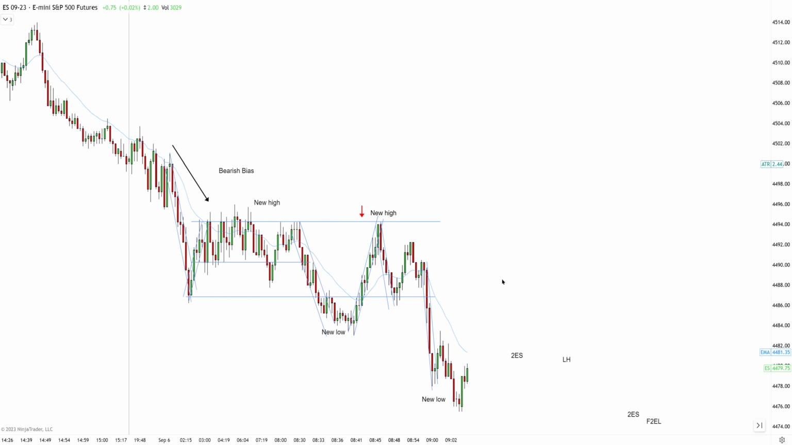Now, you want to make sure you periodically zoom out. You don't want to get tunnel vision. You don't want to focus on just too close-up a picture of price action. Always make sure you understand what the main context of the market is. And I can see that right now it looks much more bearish than it initially looked.